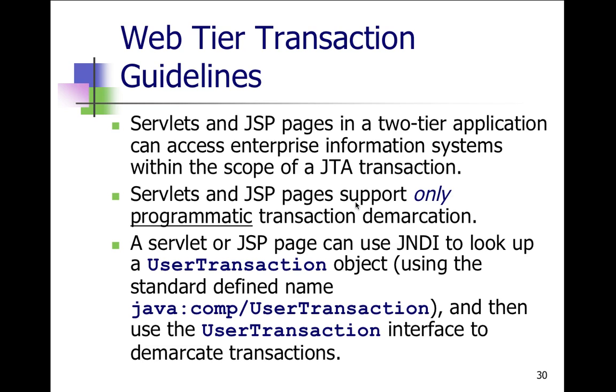A servlet or a JSP page can use JNDI, the Java Naming and Directory Interface, and I have some more information on that in a few minutes, to look up the UserTransaction object using a standard defined name, and then use the UserTransaction interface to demarcate the transactions. So we can look up the object, find it, and then use the object's functionality to create the demarcation.